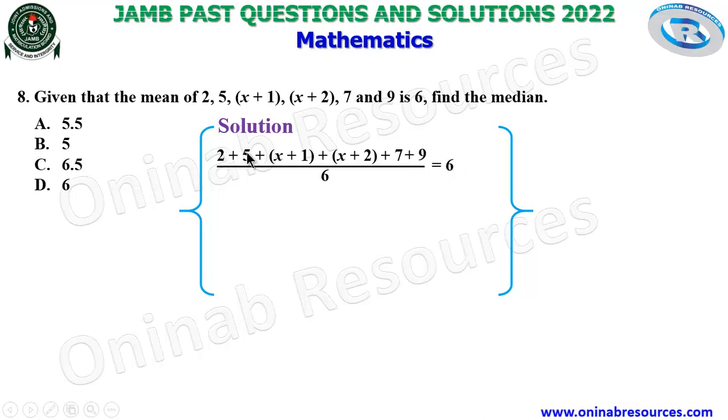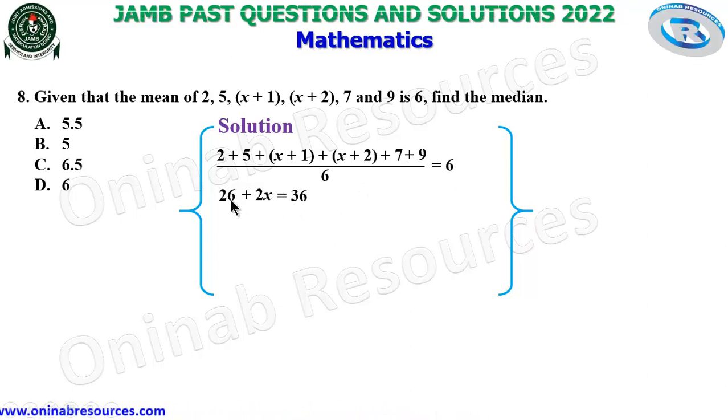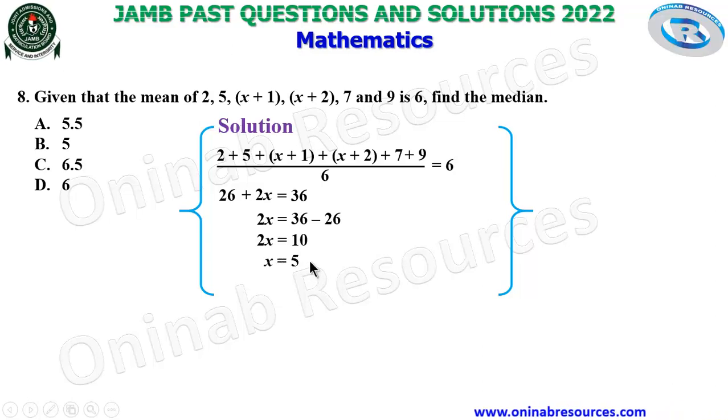This is the sum of the numbers, divided by the number of items, is equal to 6, which is the mean. So we simplify. 7, 8, 10, 17, 26 plus 2x, that's x plus x, plus 2x. Then we cross multiply, is equal to 36, 6 times 6. We then take this to the other side. 2x is equal to 36 minus 26. 2x is equal to 10. Dividing both sides by 2, x is equal to 5.